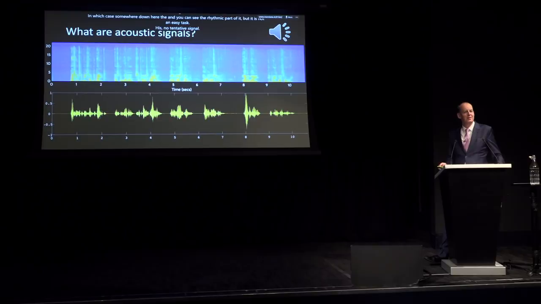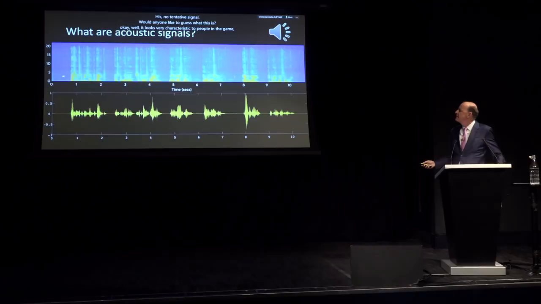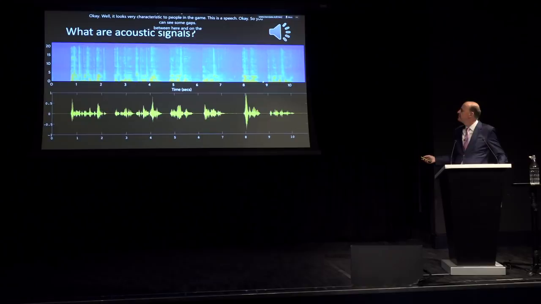Okay, well, it looks very characteristic to people in the game. This is speech. Okay, so you can see some gaps between here. And on first looking, you might think those are gaps between words. This structure here is very characteristic of human speech, and most of it is below 5 kilohertz. And then this stuff here looks rather non-informational. And we'll talk a little bit about that later on. Let's just play the clip for you.